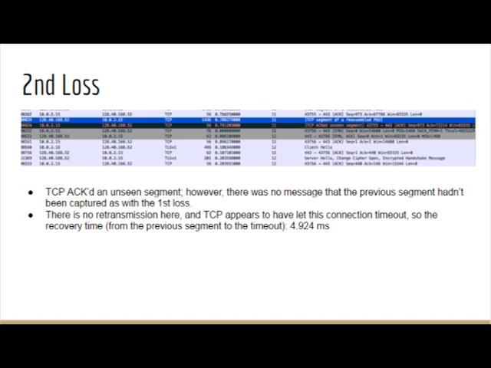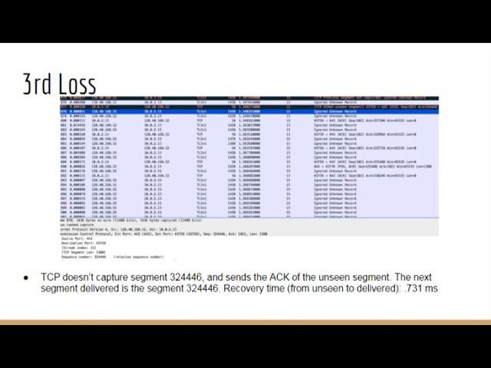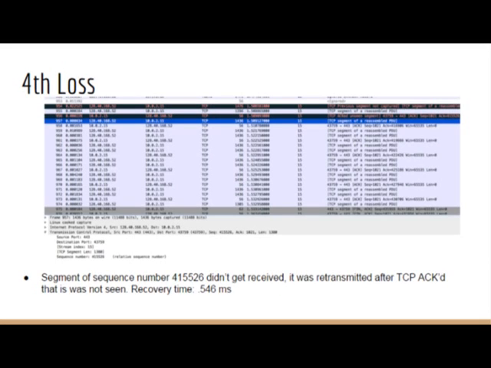The second loss was something completely different. I think the connection just timed out because there's no more segment data being sent after the TCP client ACKed the unseen segment to the server. So the recovery time was 4.924 milliseconds until the connection timed out. Our third loss was like the first loss. The recovery time was 0.731 milliseconds, and the fourth loss was like the first and the third losses, and the recovery time was 0.546 milliseconds.